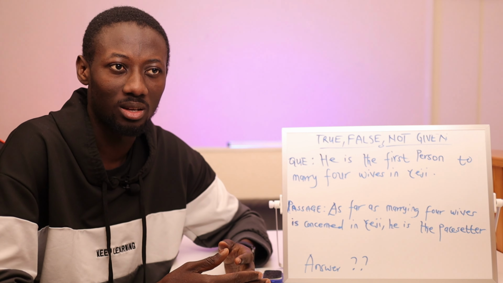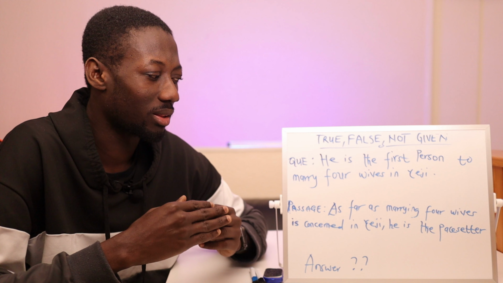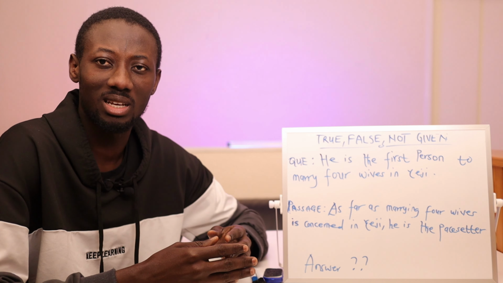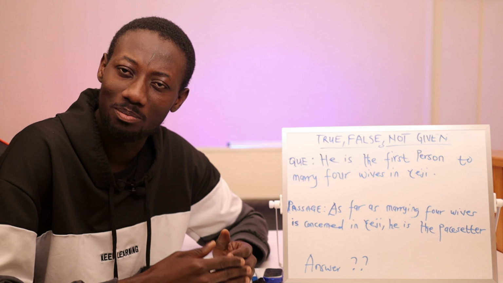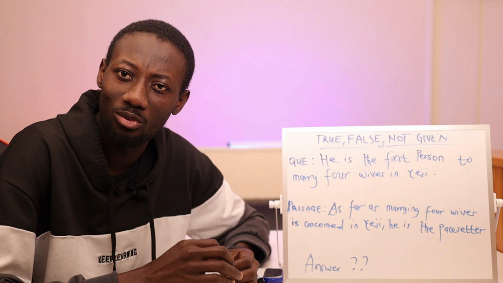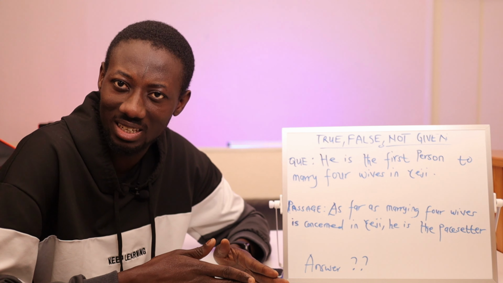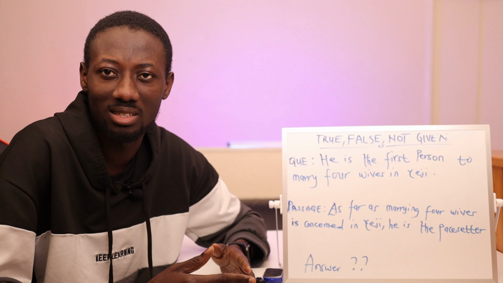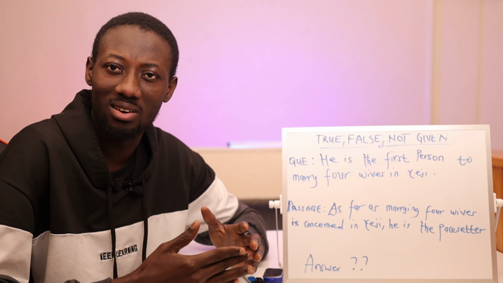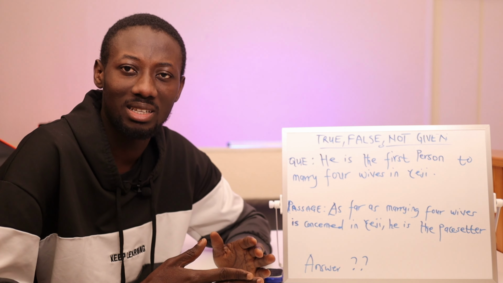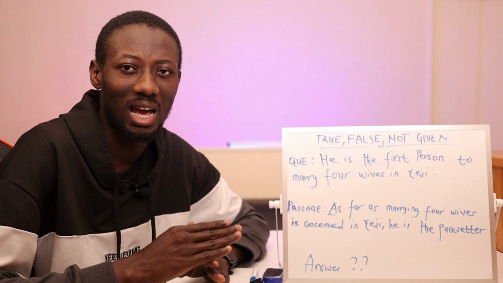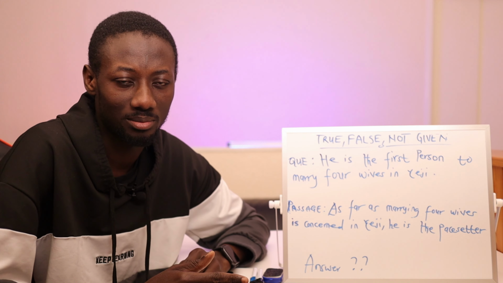He's the first person to have done it. So the question says that he's the first person to marry 4 wives in Yeji. And then the passage says that as far as marrying 4 wives is concerned in Yeji, he's the pace setter. He's a pace setter means he's the first person to have done it. So the question totally agrees with the passage. So the answer is what? It is true. Because we choose true when the question totally agrees with the passage.